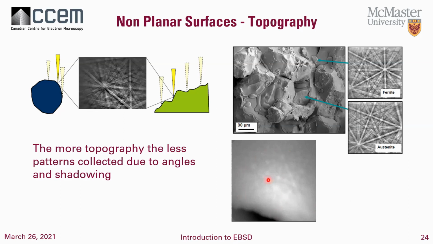What you may see in the pattern itself is that you lose some of the pattern due to shadowing, and it becomes poorer due to this shadowing effect. You have to remember we're tilted to 70 degrees, so things that are sticking out above the area you're looking at will affect what you actually collect.